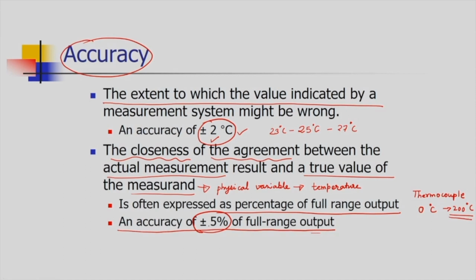So, the accuracy of plus or minus 5% of the full range output is nothing but 5% of 200 degrees Celsius. So, the accuracy of this thermocouple sensor is 10 degrees Celsius. So, whatever values the thermocouple is sensing, they may have plus or minus 10 degrees Celsius deviation from the target value or the true value.